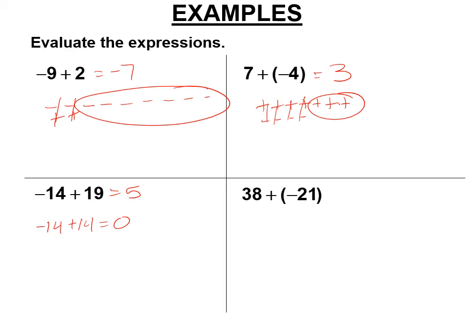38 plus negative 21, right? 21 plus negative 21 would be 0. So there must be 17 extra positives there.